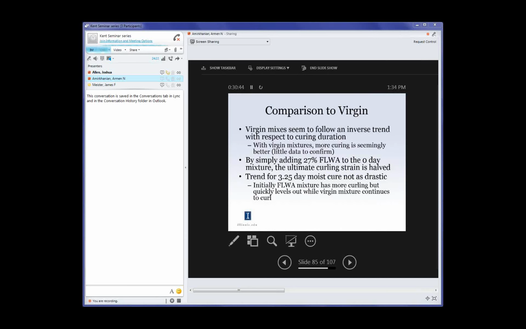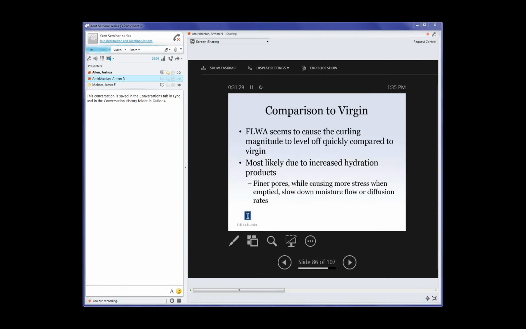And these virgin mixes we only made two. We only made a 0-day cure and a 3-day cure virgin mix. But it seems to follow this inverse trend with respect to the curing duration. But more importantly, if we have a 0-day cure and we add 27% lightweight, and that's the only change, we halved the ultimate curling strain. That's a drastic change. The 3-day cure was not as drastic, and as you saw, initially the lightweight mix had more curling, but then it levels off, and the virgin mix continues to curl up to about 90 to 180 days. So, yeah, don't know why that one's in there.